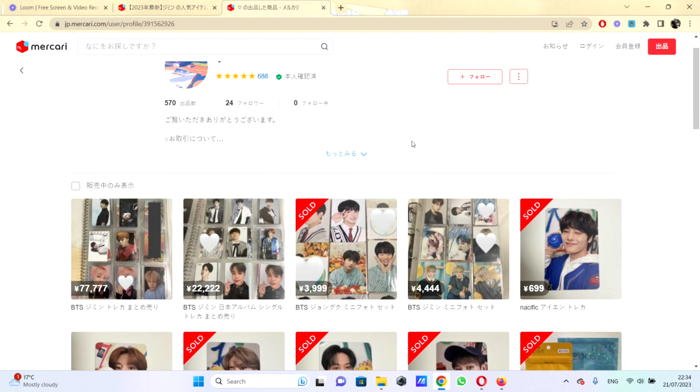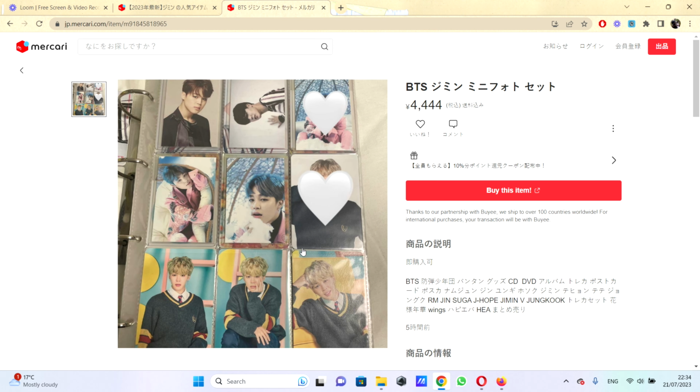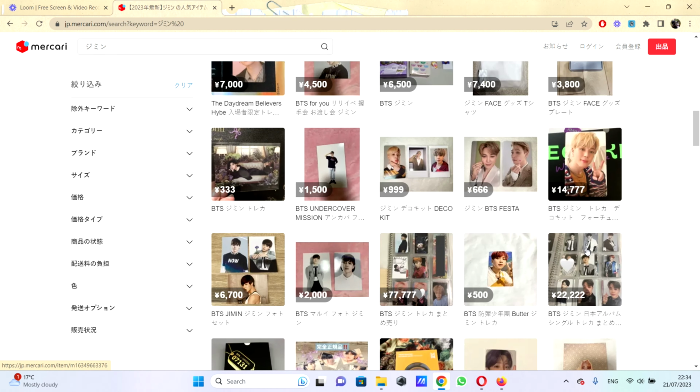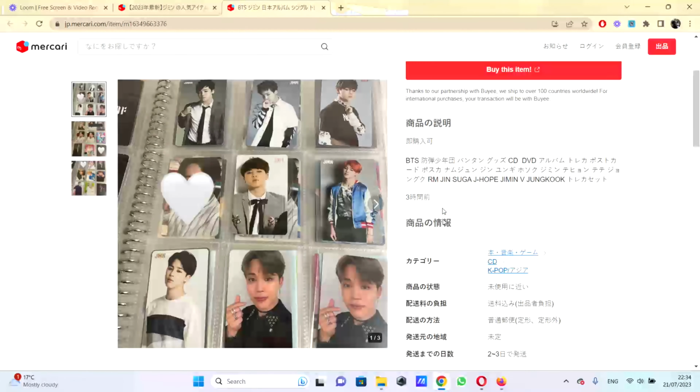So yeah, we go to the seller, we can go to this one, and you can see the texture in these cards. Usually mini photo cards have this sort of texture. You can see that basically the seller is good, at least in terms of the pictures.